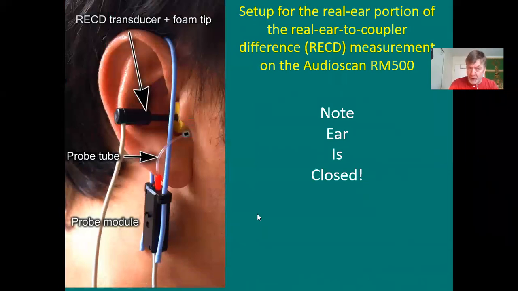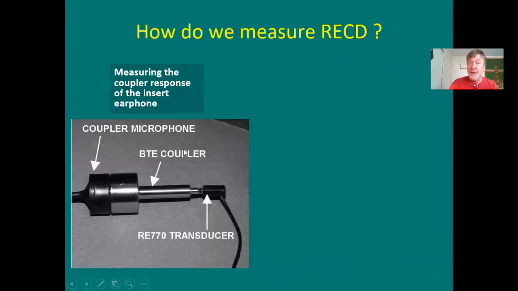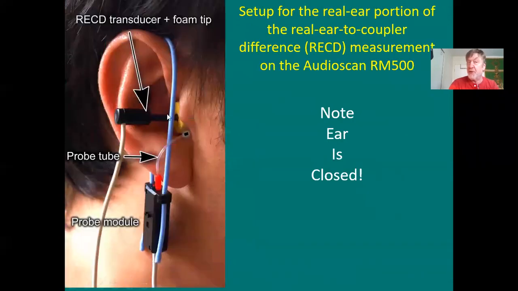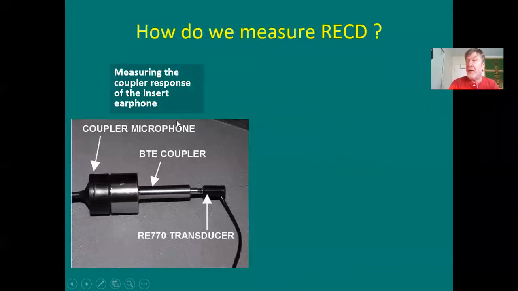You have the probe tube in the infant's ear, and you have the insert headphone in the infant's ear. You know what the coupler response is, because that's always constant. And then you measure what's going on in the baby's ear when the ear is occluded with a hearing aid or a small ear plug. And then you've got the baby's RECD.